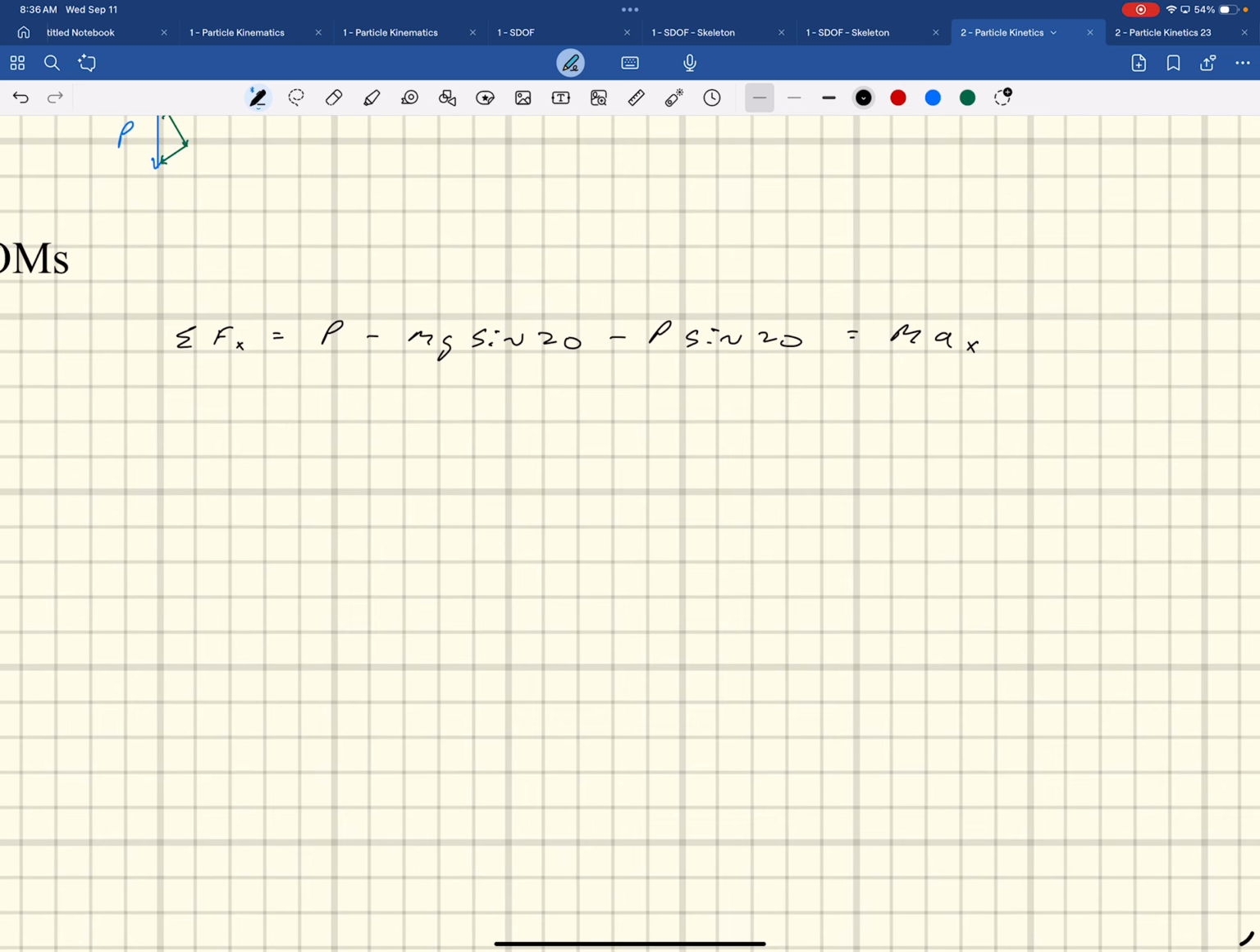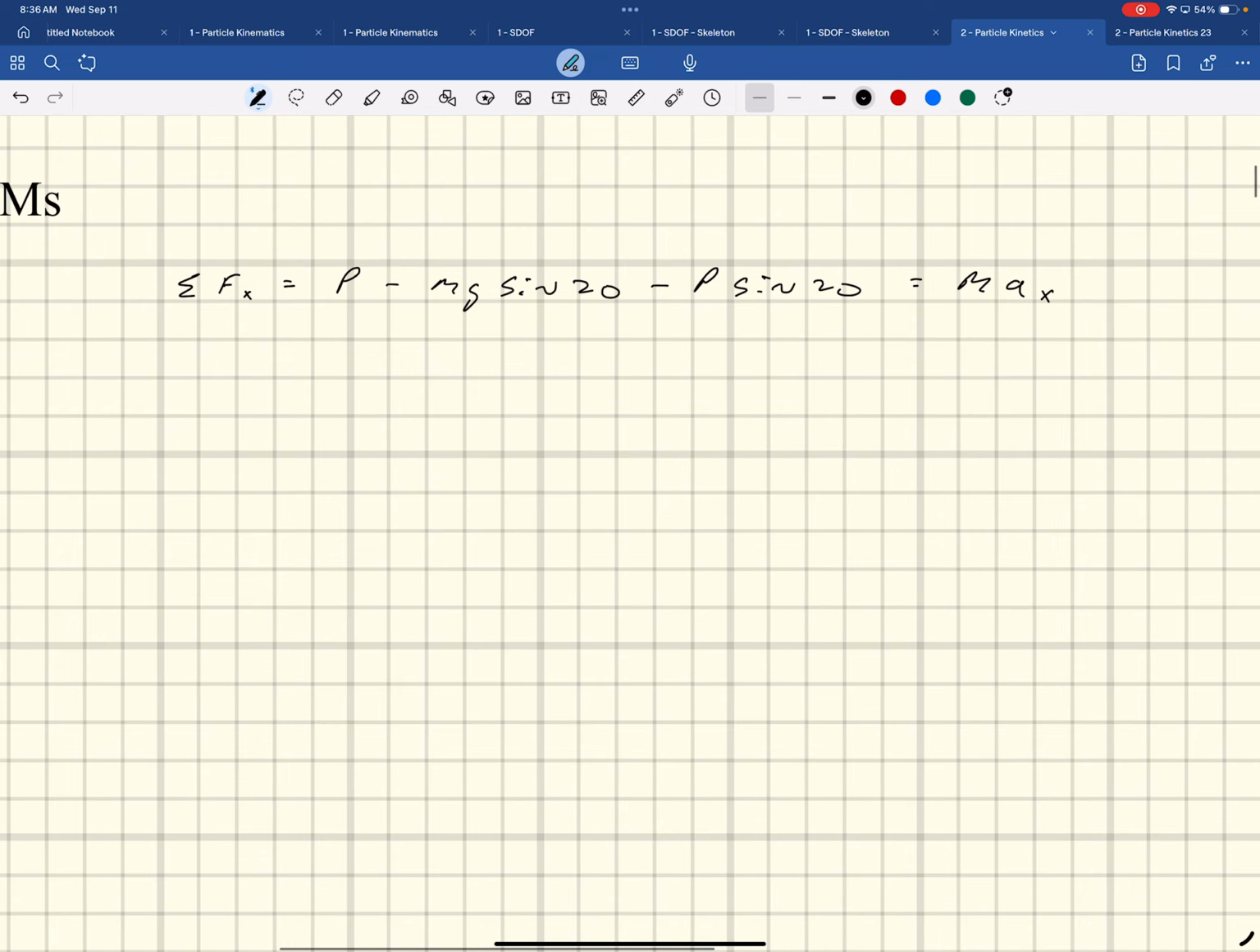Literally just look at your free body diagram, which we spent some time on, and we made it look nice and pretty. We labeled the different components, and this just pops right out. There's just a little bit of geometry to get to mg sine 20. A little trigonometry.